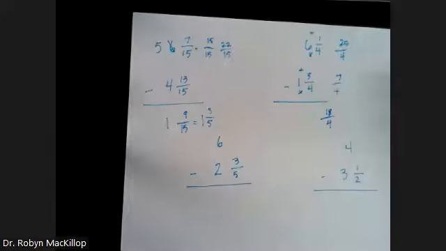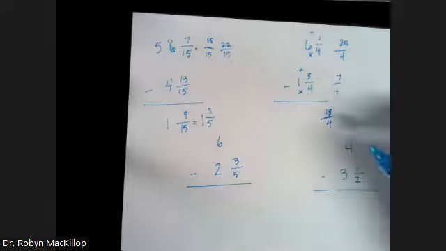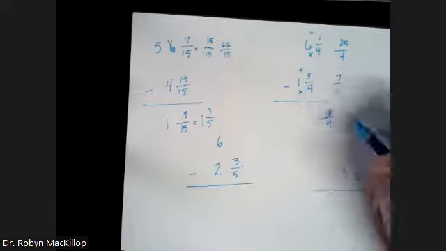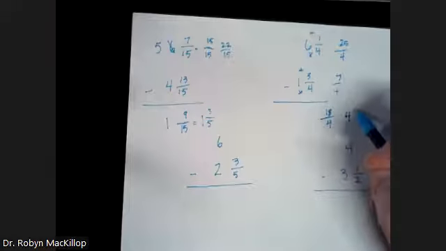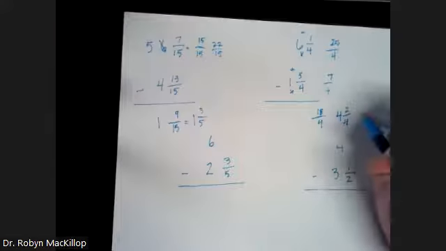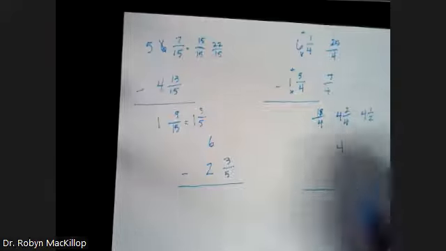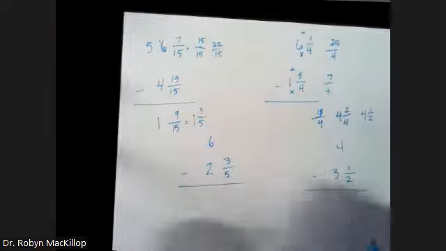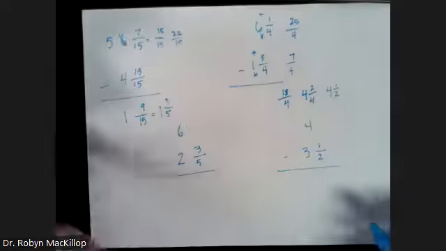And then you have to convert that back to a mixed fraction. 18 divided by 4. 4 goes into 18 4 times. That's 16. Remainder 2 over 4. And you can reduce that one more time to 4 1/2. Nice.